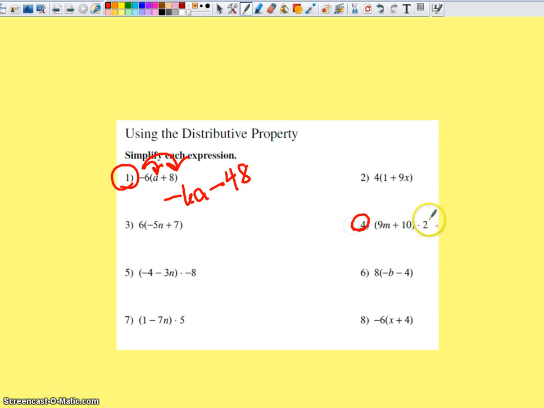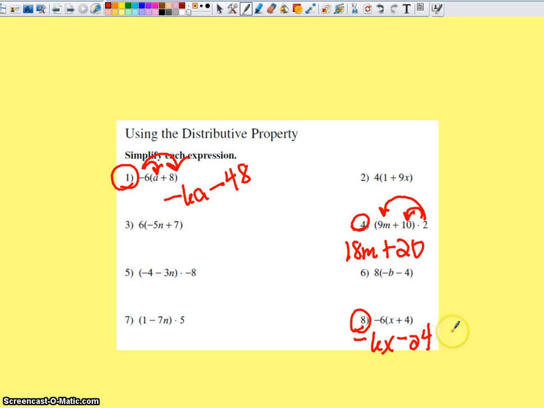Number 4, the 2 is at the end. You're going to distribute it back inside anyway. 2 times 9m is 18m. 2 times 10 is 20, so plus 20. It's going to distribute a negative 6. Negative 6 times x is negative 6x. Negative 6 times 4 is minus 24.